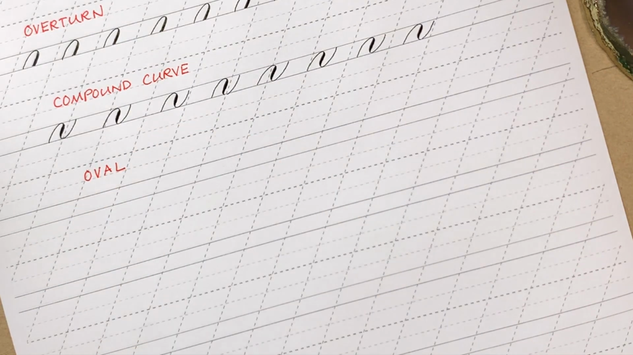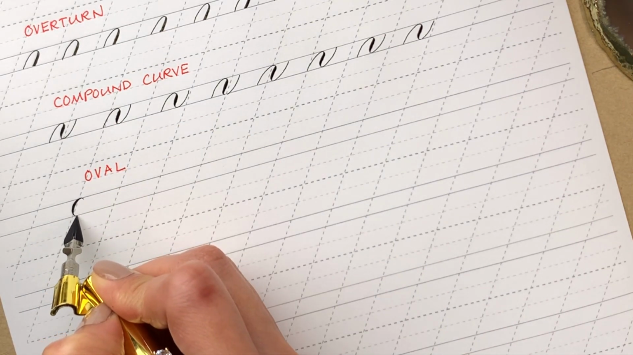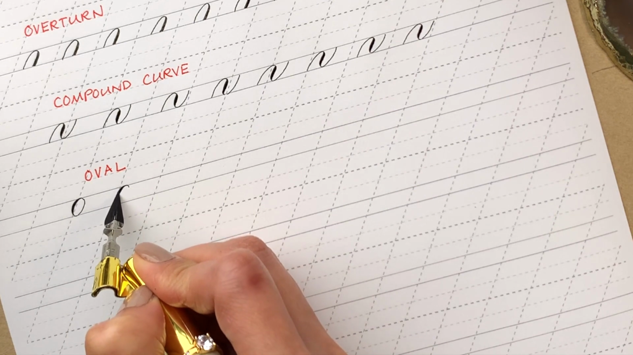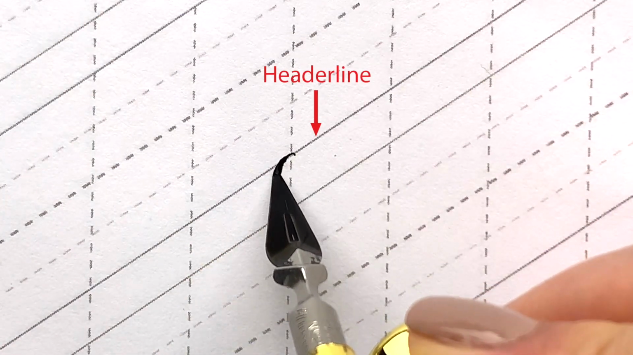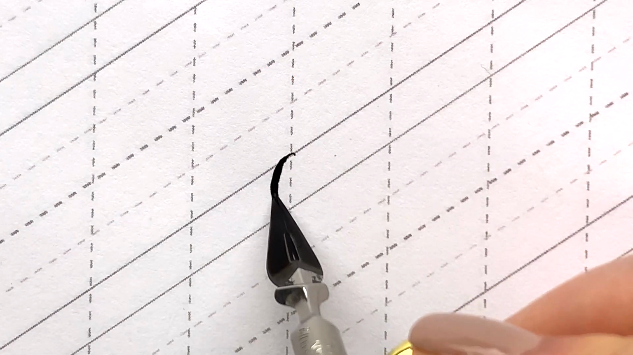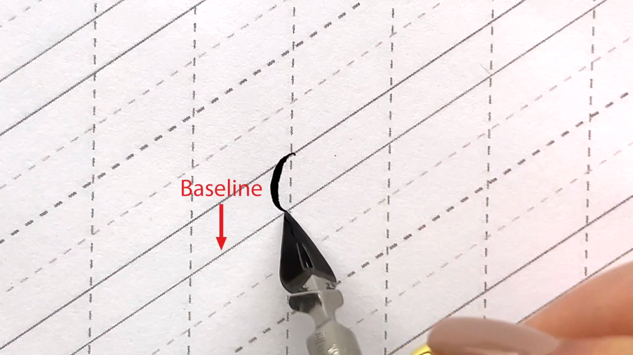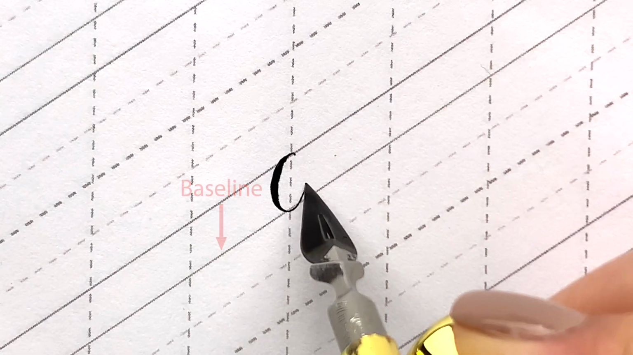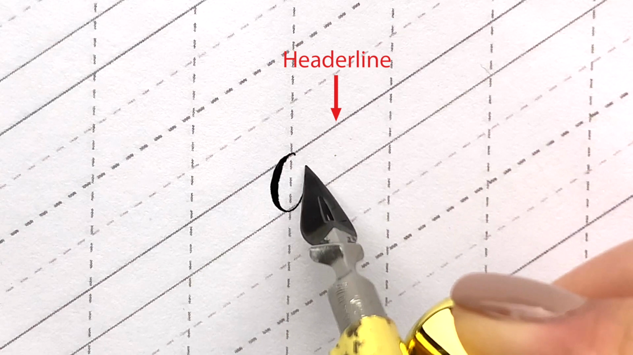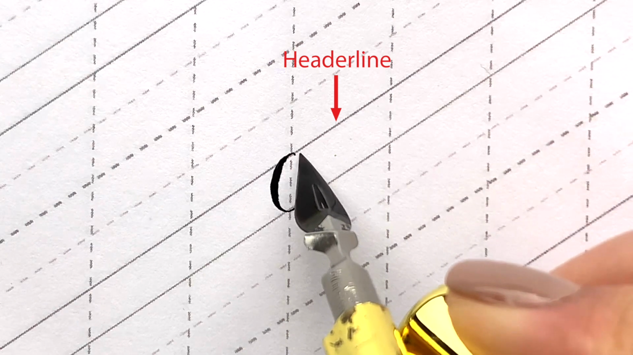Oval. You can find it in A, C, E, etc. Start at the headline. Gradually increase pressure as you round the curve and release pressure when you're approaching the base line and follow through with a curved hairline towards the headline.